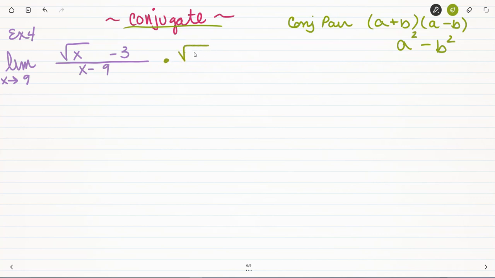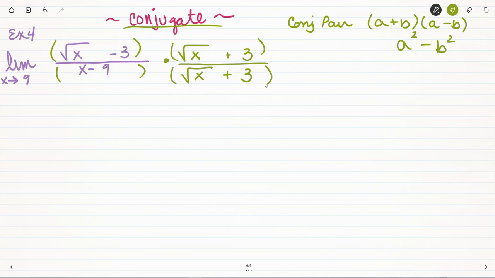If we go to the conjugate of the square root of x minus 3, the conjugate is going to be the square root of x plus 3. So if I multiply by 1 in the form of the conjugate over itself, that's multiplying by the square root of x plus 3 over the square root of x plus 3, we're going to be able to get rid of that radical in the top function there, and then as a result, we'll be able to factor.